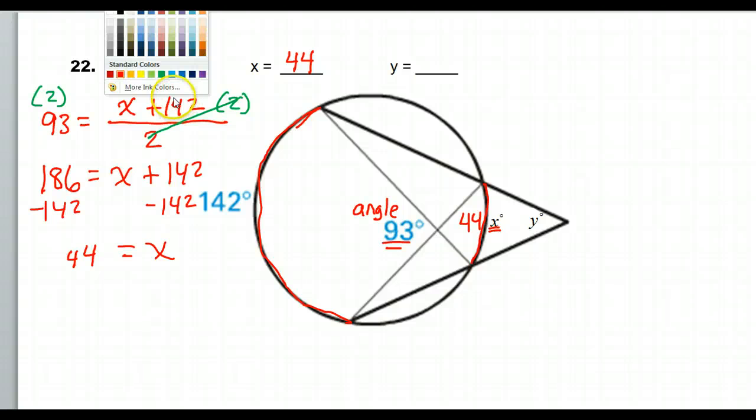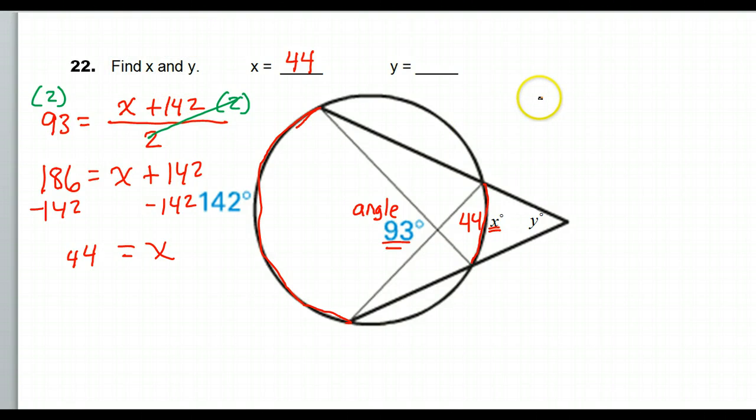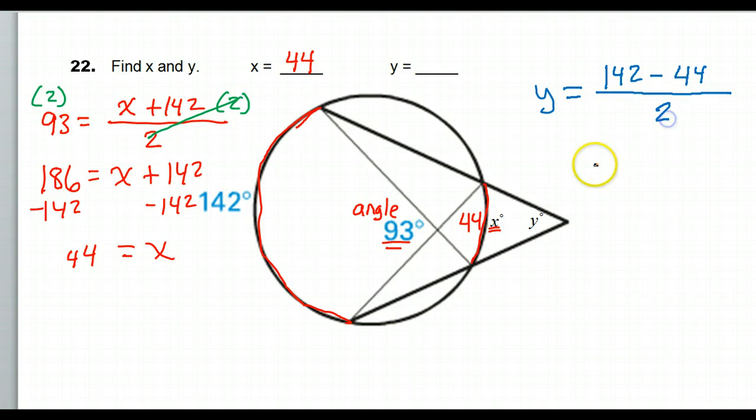So now we can go on and finish the problem. The angle equals big arc minus small arc divided by 2. So 142 minus 44, divided by 2. Okay, and this you can just put in your calculator, and that's going to give you the answer. It turns out to be 49. So y is 49.